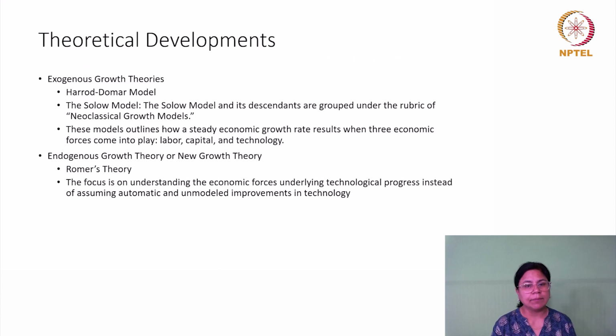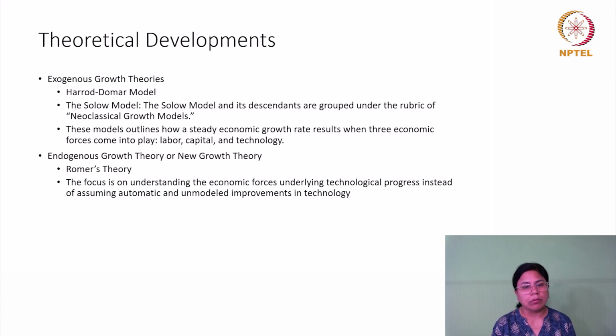So the theoretical developments broadly consist of exogenous growth theories and endogenous growth theories. These exogenous growth theories start from the Harrod-Domar model, and the major work comes from the Solow model. The Solow model and its further developments are grouped under the rubric of neoclassical growth models. The common thread among these growth models is that they talk about how technology is something exogenous to the development process.